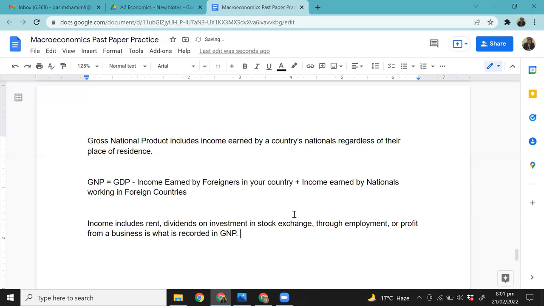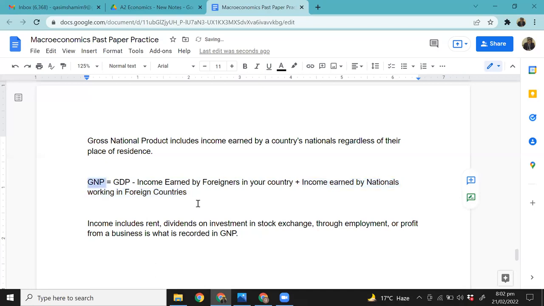On the other hand, when you calculate GNP, you will subtract the profits that these businesses made. Why? Because these are not local businesses. And in this, you will add the income that your nationals are making through businesses or through employment by working in foreign countries. So simply speaking, GNP is equal to GDP minus income earned by foreigners in your country. So whatever foreigners are earning, you subtract that from GDP, but you add your nationals' income who are working abroad. And whatever final answer you get, that is GNP.